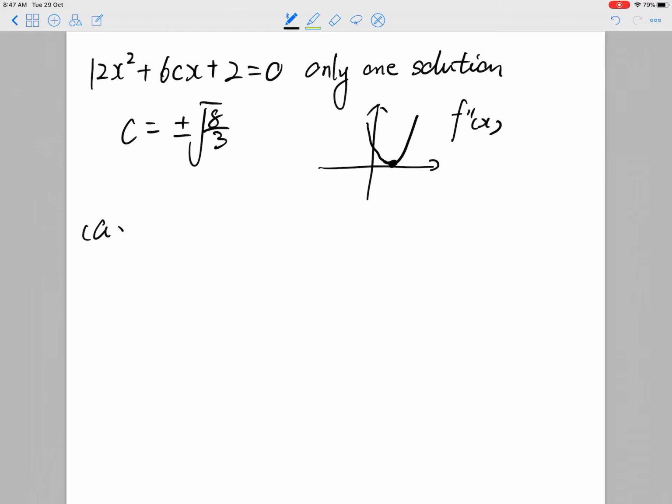So for question 1, the final answer is when c is smaller or equal to square root of 8 over 3, and greater or equal to negative square root of 8 over 3. Okay.